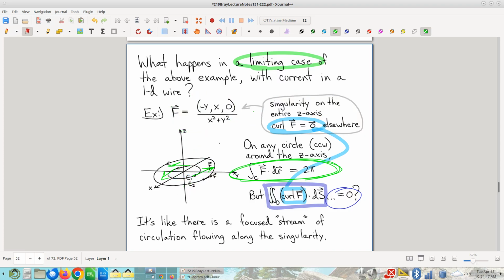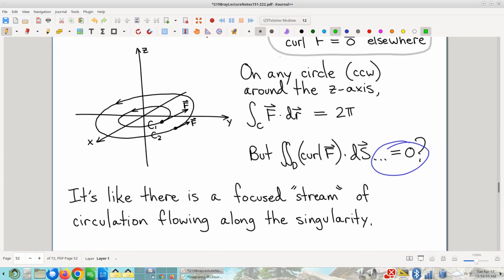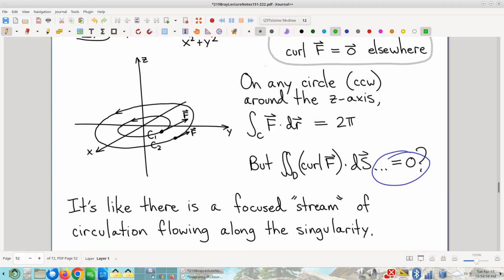By the way, keep in mind that when we talk about curl, the idea of curl is that it is circulation density, oriented circulation density. It's telling us, of the circulation that we compute around the boundary, in some sense how much of that is where and going in what direction. And so if it's 0, that's why this looks like a problem.